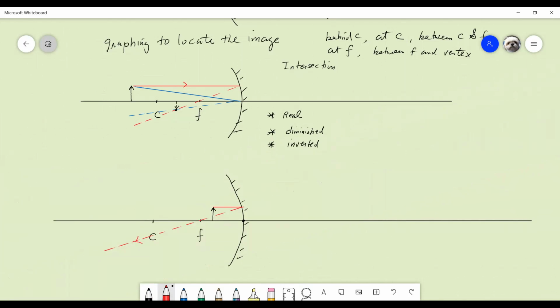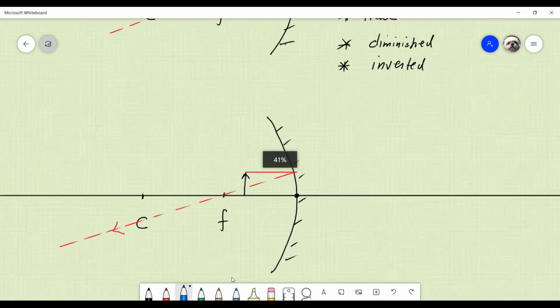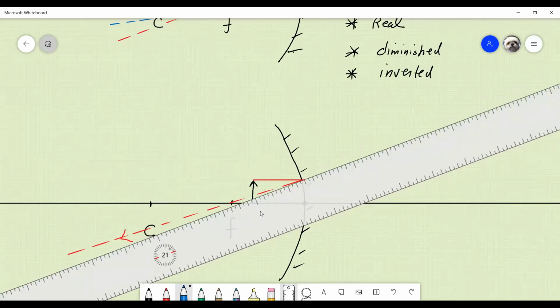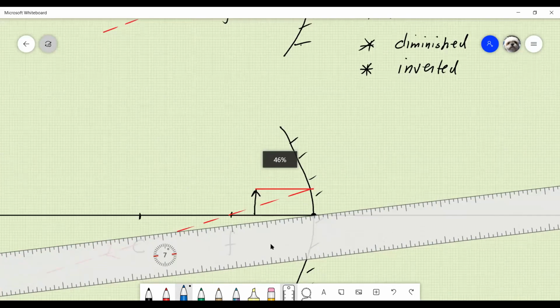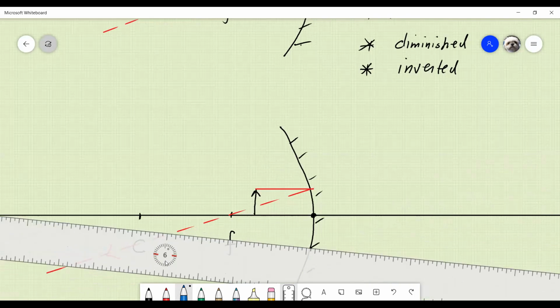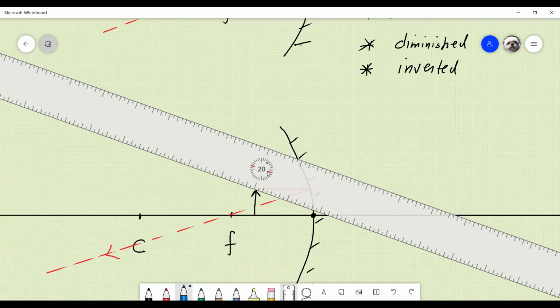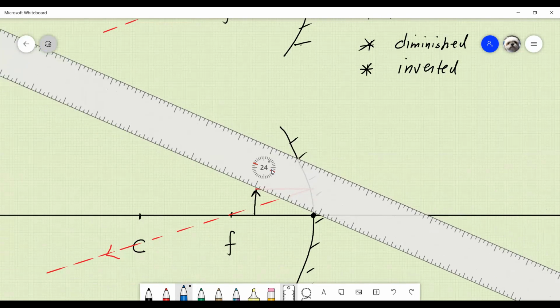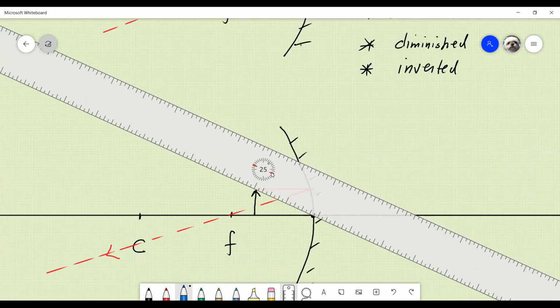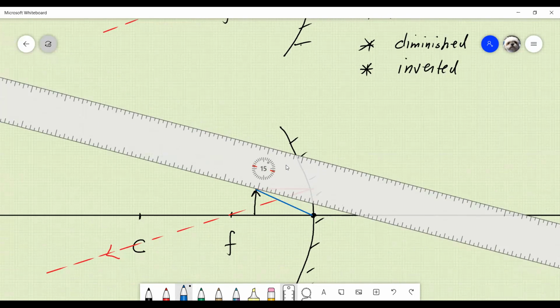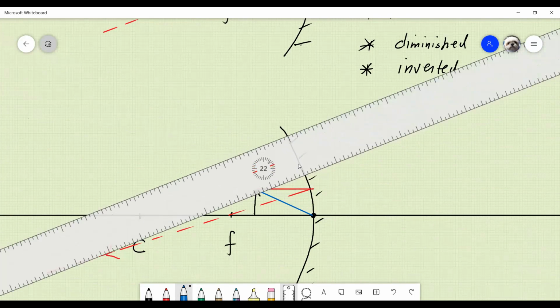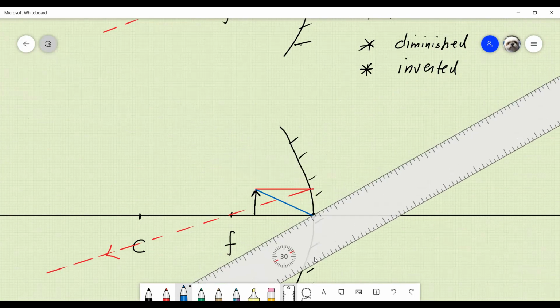Good. Now what else can I do? Now I'm going to zoom in. Now I have the light hitting the vertex, right? Now what is the angle here? Keep it in mind. What is that? 25. All right. So the light hits the vertex, and then it reflects out, right? 25, right?